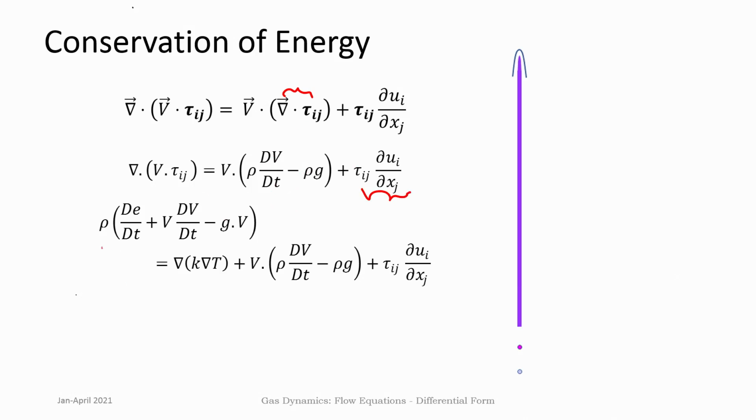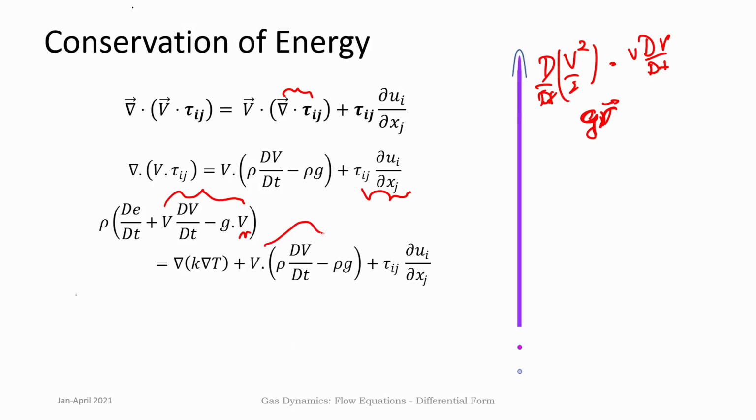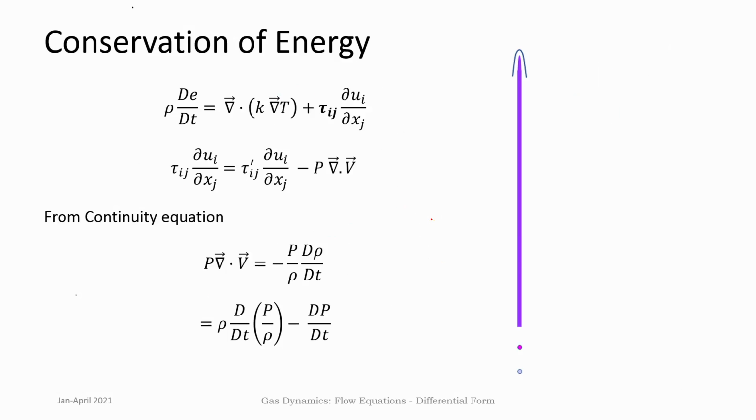Now we put all of them together: rho d(e plus v squared by 2) by dt minus rho g dot v, because when v squared by 2 is differentiated, d by dt gives v dv by dt, while you had the term rho g dot r, where r was the displacement vector, so dr by dt is v. Now you find that the terms v dv by dt and this term are common and they get cancelled off, and you are left with only the conduction heat transfer term and this particular term, tau ij dou ui by dou xj.